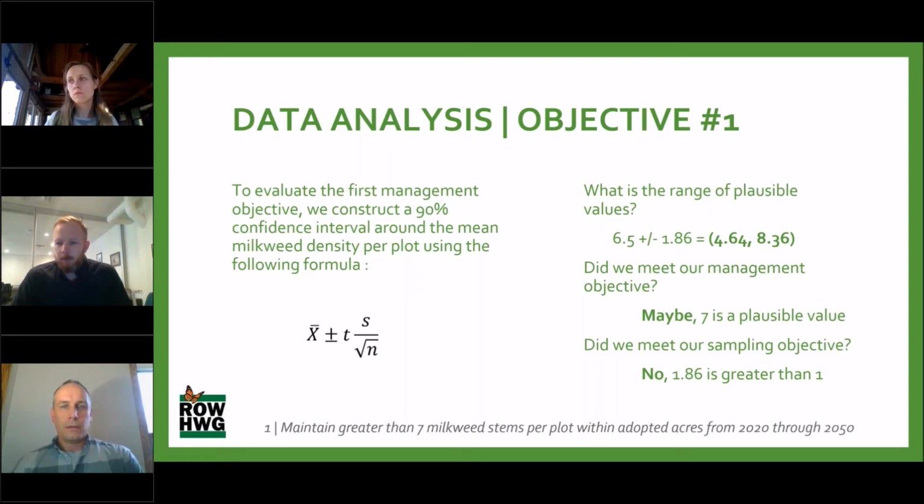So then we can ask ourselves, did we meet our management objective? Well, maybe, right? 7 is a plausible value. 6.5 is not quite 7, but we can't say that it's not 7. But did we meet our sampling objective? No, we didn't, right? A margin of 1.86 is greater than 1. And our goal here was to demonstrate with confidence that we've maintained greater than the CCAA threshold of 6 stems per plot. And so we didn't quite meet that.